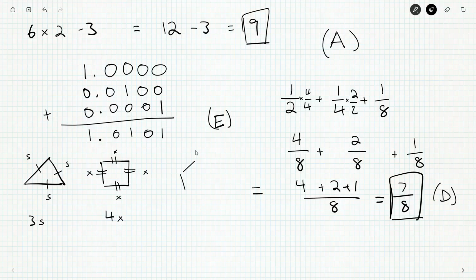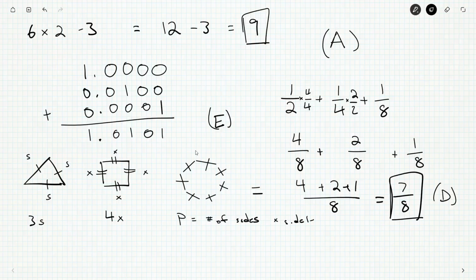How about for any old polygon? Well, again, the perimeter is the sum of all the side lengths. And if all these lengths are the same, then I know the perimeter is the number of sides times side length. Okay, well, I want to know the number of sides. I want to know what type of polygon this is.